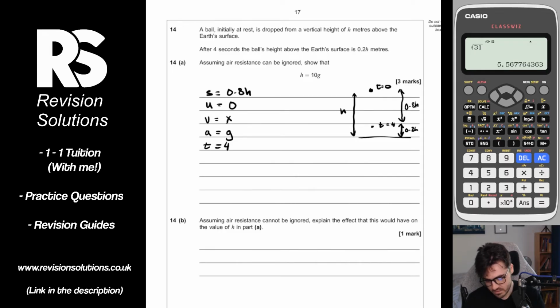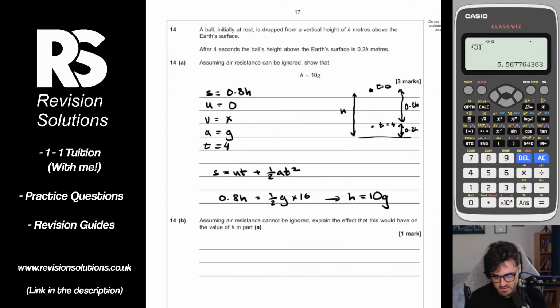And then if we want to use an equation without v, that would be s equals ut plus a half at squared. So then if u is 0, that's really simple to use. It would just be s equals a half at squared. So 0.8h equals a half of g times 4 squared, so times 16. And then if we simplify that all down, it will give us h equals 10g.